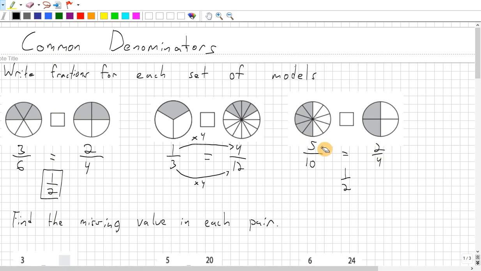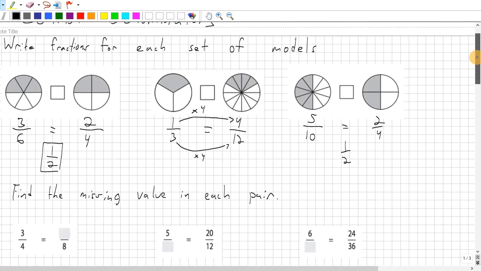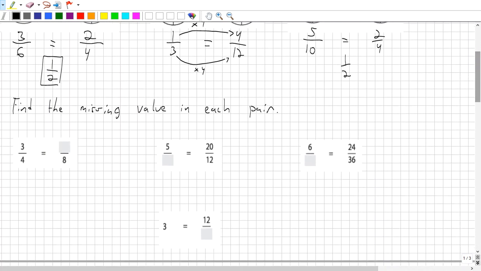This one's a bit more difficult to see how I would have multiplied to get 5/10, but if I had a half and 5/10 and compared those two, you could say, you know what, for the top I multiply by 5, and for the bottom I also multiply by 5. So as long as you multiply the numerator and the denominator by the same amount, you're going to get an equivalent fraction. These are all equivalent fractions. So you can write fractions that are the same value, even if they have a different denominator and numerator. Okay, so now using that same concept, we're going to find the missing value in each pair.